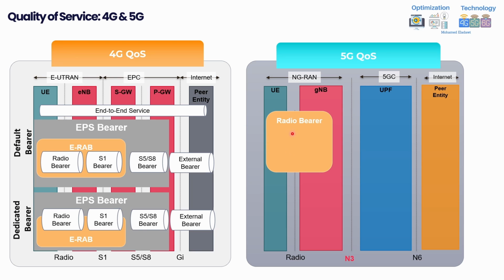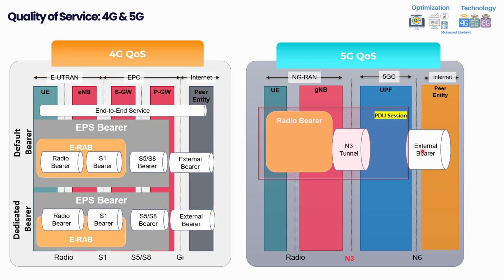Initially, again, you will have the UE, which is exactly the same. But if you can see here, in 4G you have serving gateway and packet gateway. Here you only have UPF, as mentioned in this part. Then you will be establishing the N3 tunnel, which is the N3 interface, between the gNB and UPF. Then you will start communicating with your external network, or establishing the external bearer between the UPF and the data network, or the peer entity, or the internet, or whatever the name, just the external name.